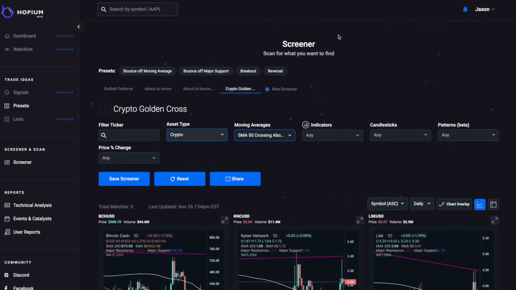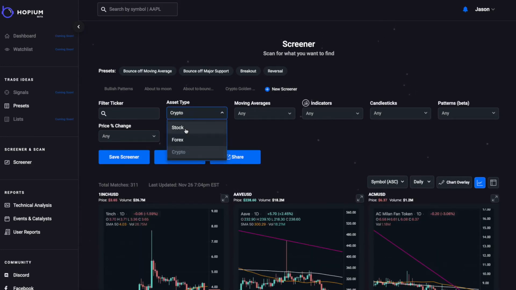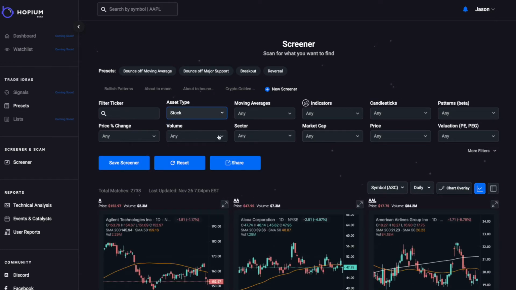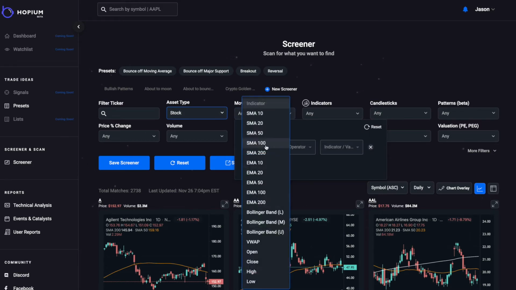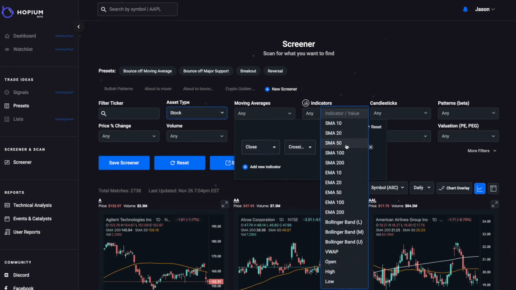So let's end this demo off by showing you guys how to create a screener from scratch. For this screener, I'm going to be using one of my favorite technical indicators, which is the Bollinger Bands. We're going to try to detect for a mean reversion, so something that went too far below the mean and is supposed to bounce back up to it. To detect this, we're going to want to look for stocks that had the close crossing right above the Bollinger Band bottom.